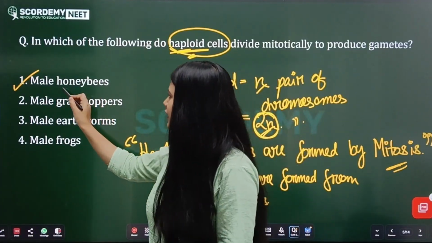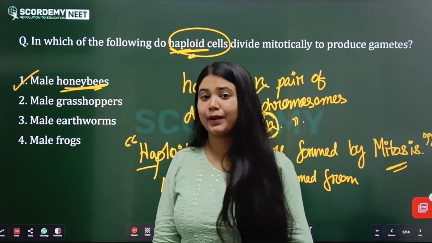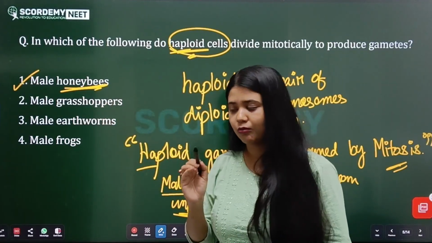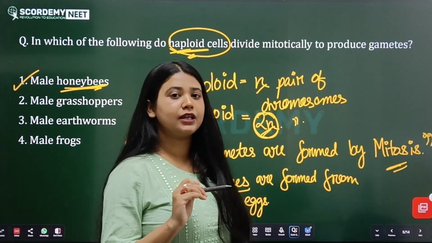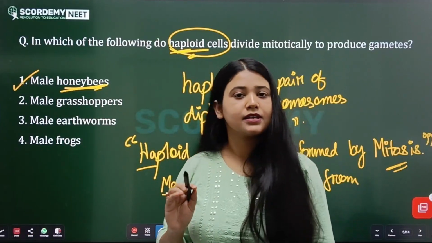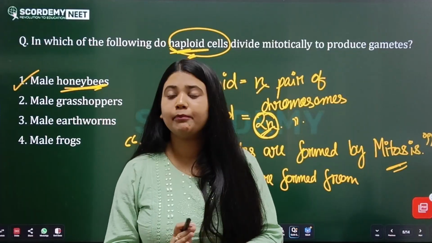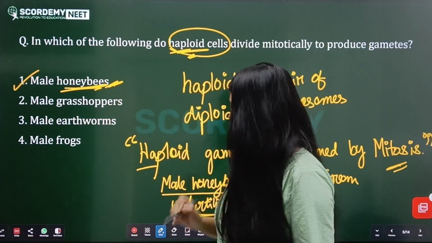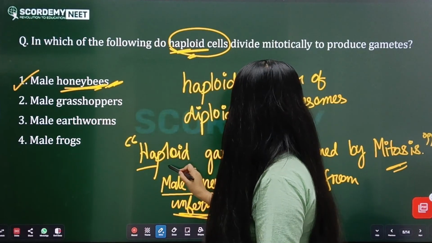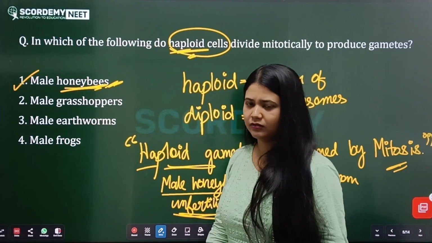So about this honeybees question, is that okay? Keep in mind that the queen is different. Queen honeybee is not haploid. Only the male honeybees are formed from unfertilized eggs, so therefore it makes them haploid organisms.